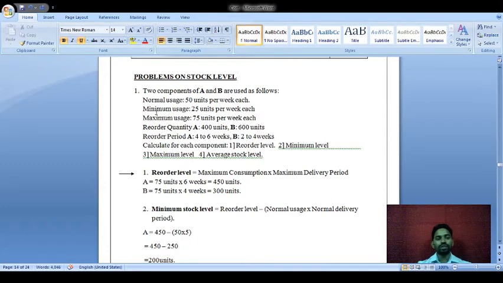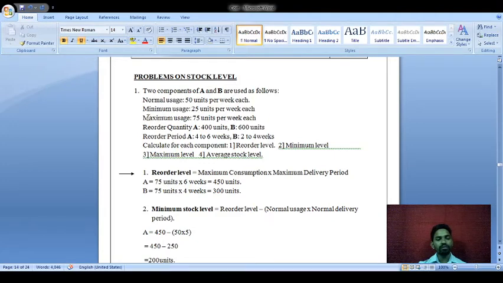Now see, this is problem number 1. The two components, A and B, are used as follows. There are two components, component A and component B. The normal usage is 50 units per week each, 50 units for the A purpose as well as the B purpose. Next is the minimum usage: 25 units per week each.